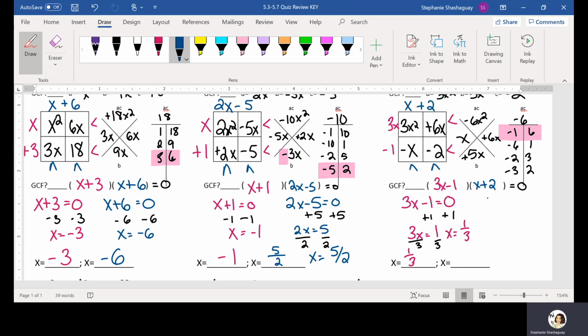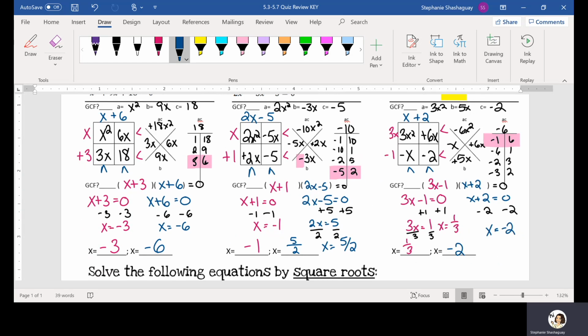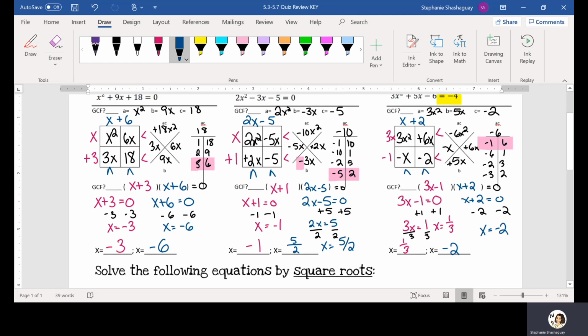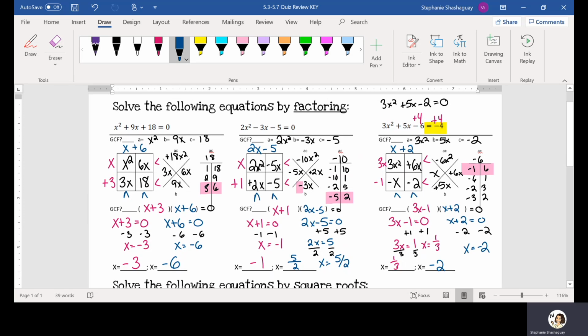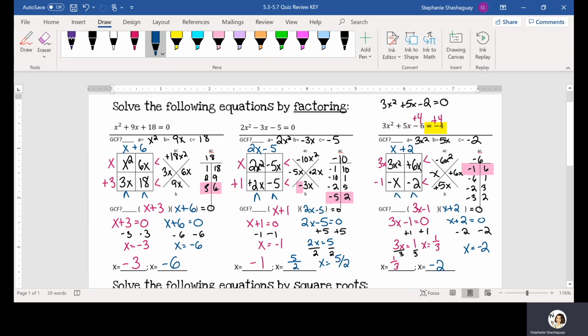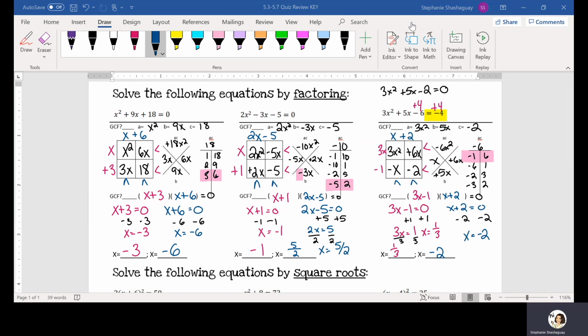Then I'm going to do the same thing with x plus 2. I'm going to set it equal to 0. I'm going to subtract 2 from both sides, and x is equal to negative 2. So my two solutions for this quadratic equation are 1/3 and negative 2. All right, that's it for those 3 questions that I wanted you to solve by factoring. Use the next video if you need to know how to solve by square roots.